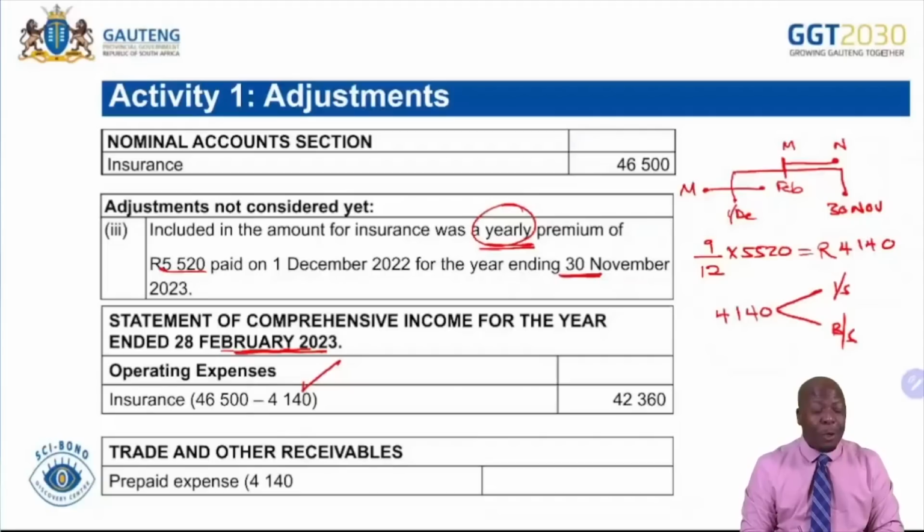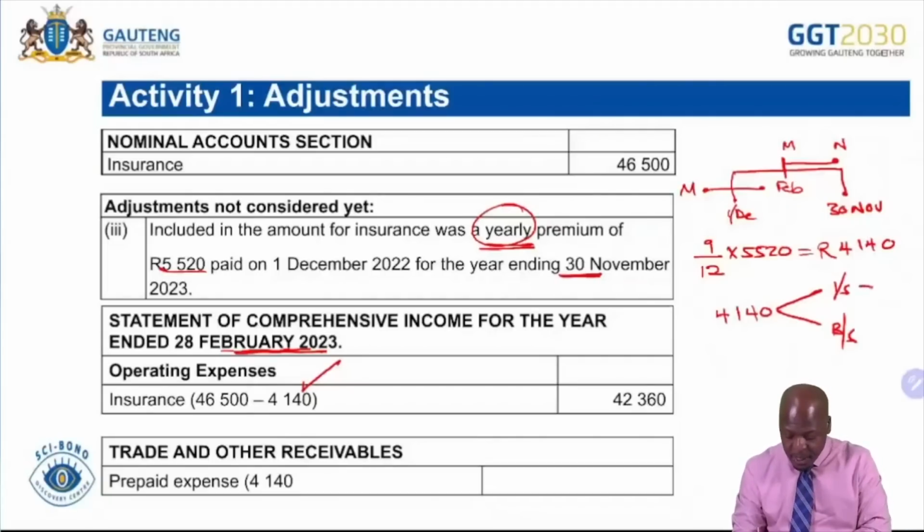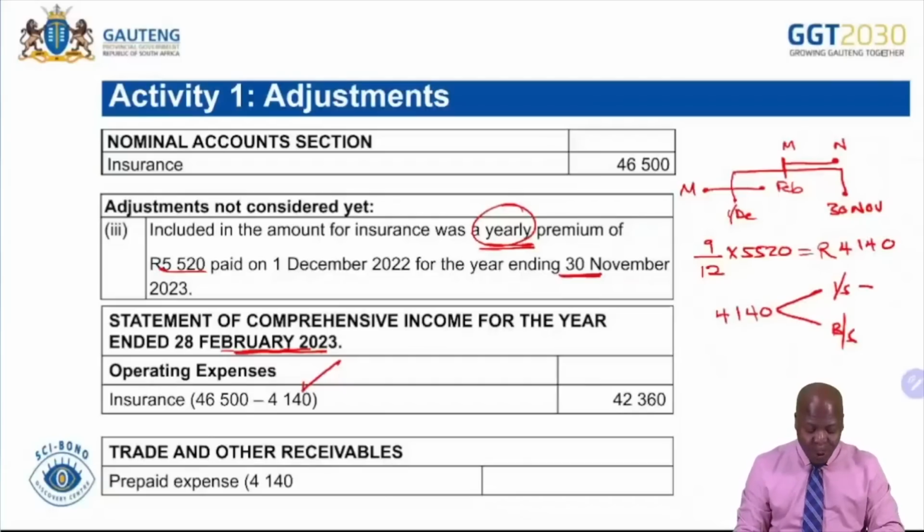Please take note of the signs, very important. You minus it in the income statement. In the balance sheet, I have paid an expense in advance, so it comes to my trade and other receivables. We're talking note number 5. So I'll come and say prepaid expense, 4,140. That is how I do it.